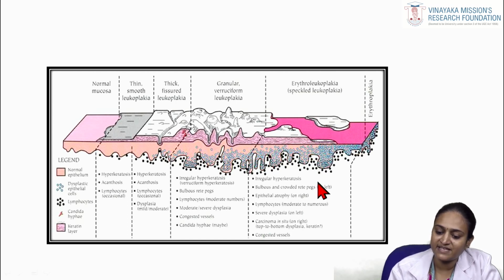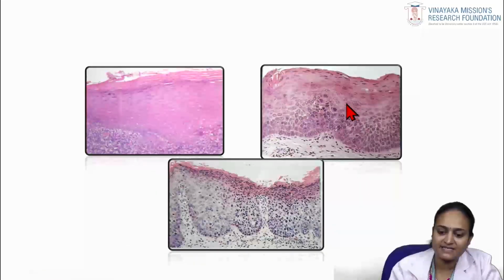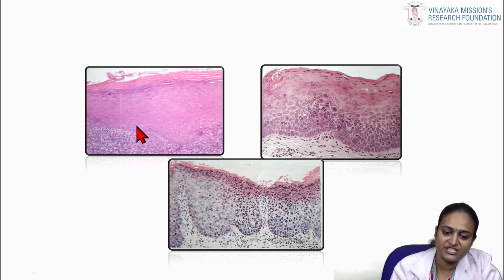and carcinoma in situ. On the right surface you can see the severe dysplastic features along with the keratin formation. In this connective tissue you can appreciate the congested blood vessels. These are the best examples of mild dysplasia to moderate dysplasia and severe dysplasia. So there are mild changes.